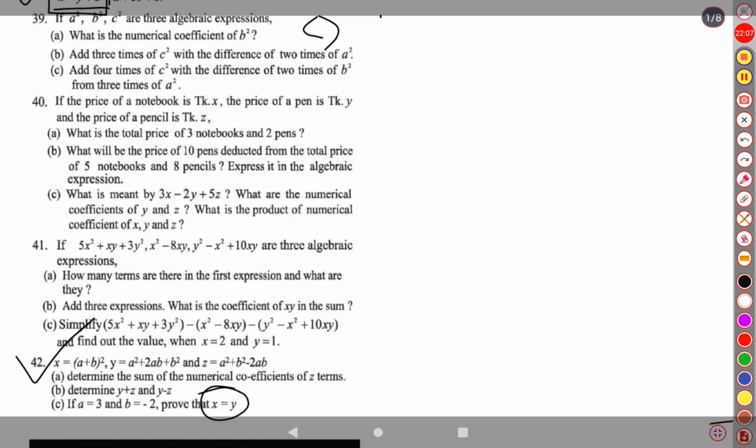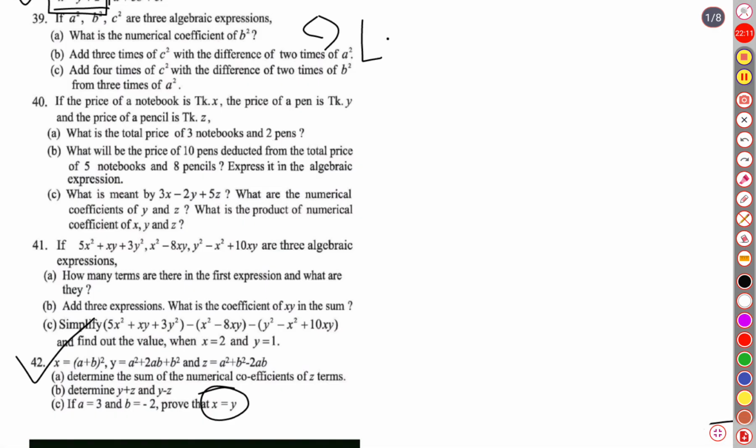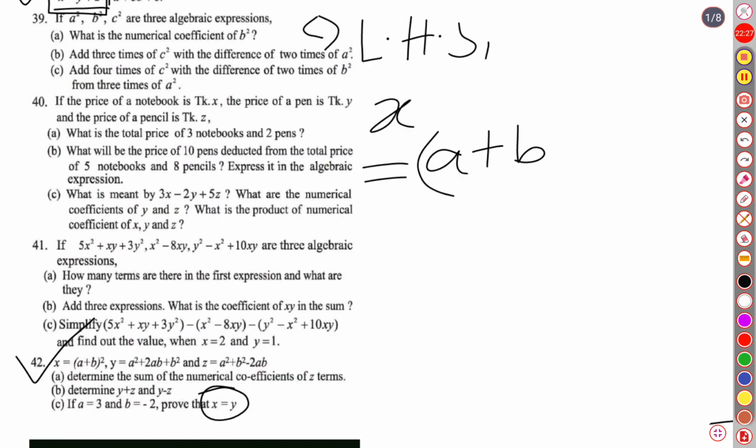Left hand side is, what is our left hand side? Left hand side is x, and x equal to, we know the values are given. X equal to what? A plus b whole square. Then we will substitute the value.